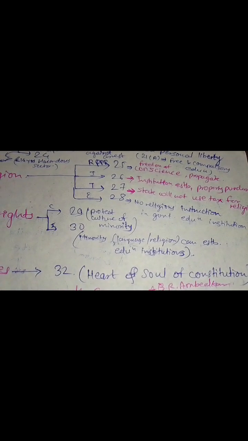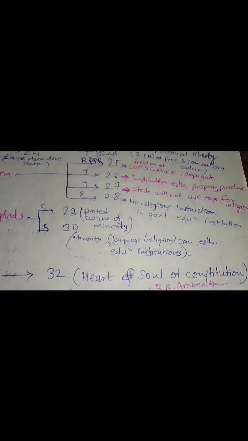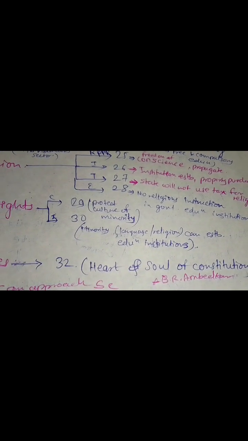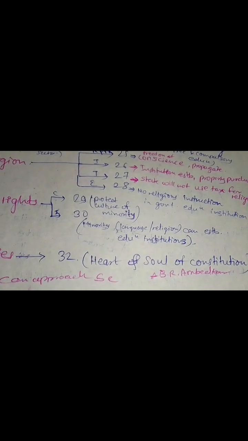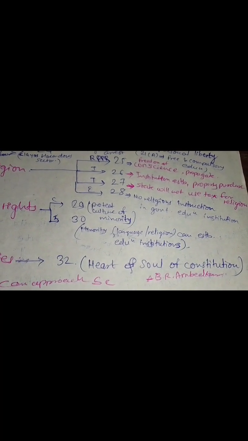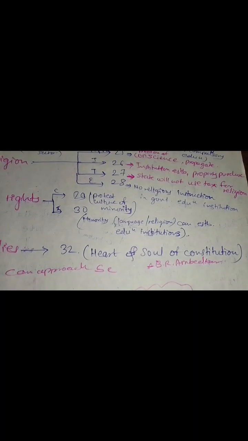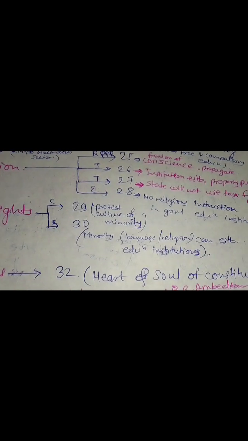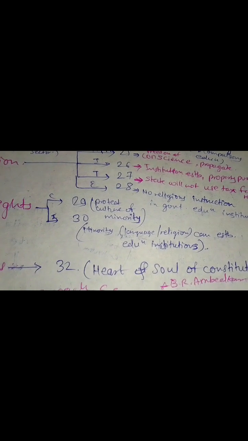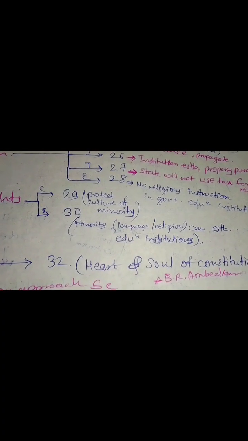Then the cultural and educational rights are covered under Article 29 and 30. Article 29 talks about protection of culture of minorities. In our India, so many minority groups are there, like tribal groups, minor religions, minor communities, and this article is for protection of their unique culture. Then Article 30 talks about minority language or religion establishing educational institutions. Any minority group of minor language or minor religion can establish their own institutions to promote their religion and their culture. This is covered under Article 30.